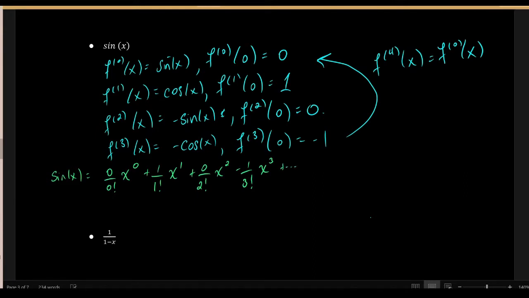Now, in the series for cosine, all of the odd powers ended up vanishing because the odd powers were in contact with the number 0. But for sine, all of the even powers ended up vanishing because x to the 0 is in contact with 0, x squared is in contact with 0, and so will be x to the 4th power, x to the 6th power, and so on. So sine x, an odd function, only has odd powers of x in the series.